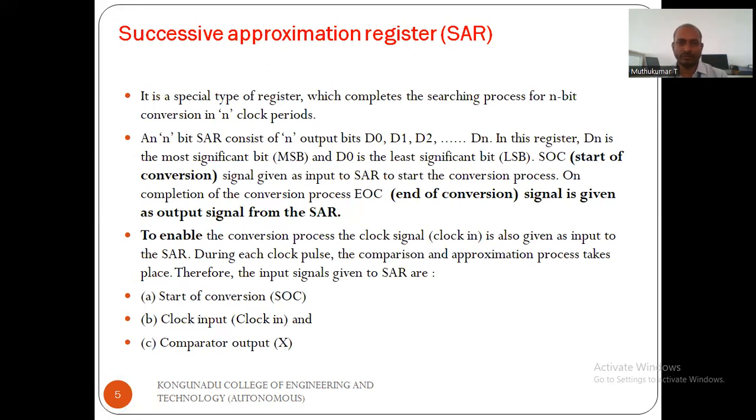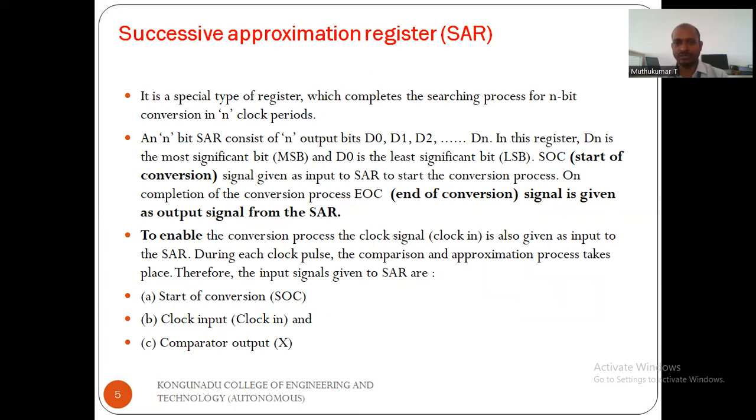So the next important part is the successive approximation register. It is a special type of register which completes the searching process for n-bit conversion in n clock periods. We are going to provide the clock signals. For example, the bit number is n. We are considering an n-bit SAR, so it consists of n output bits, that is, D0, D1, D2 and so on, Dn. In this register, Dn is the most significant bit and D0 is the least significant bit.